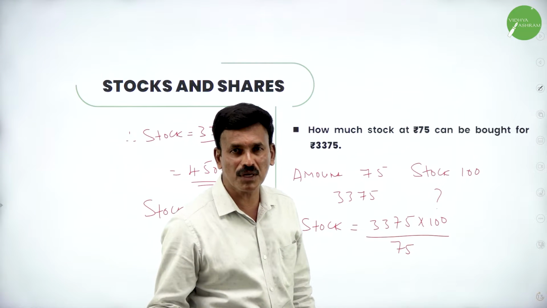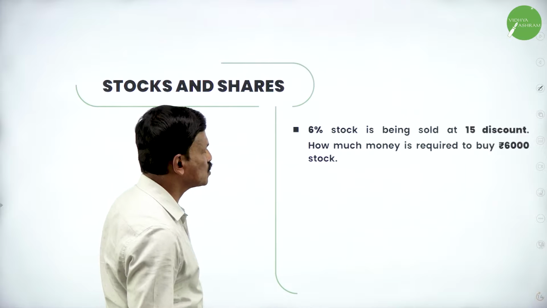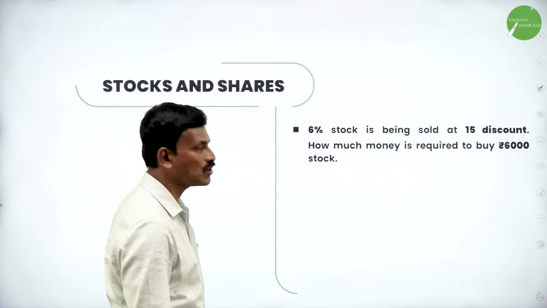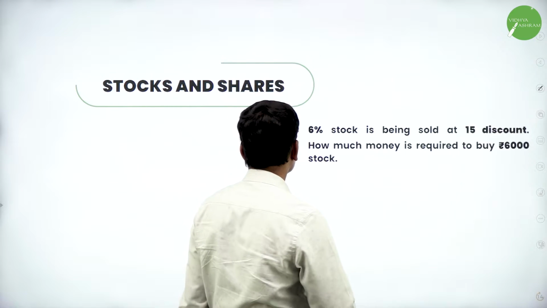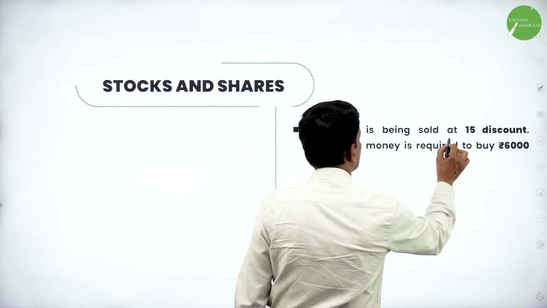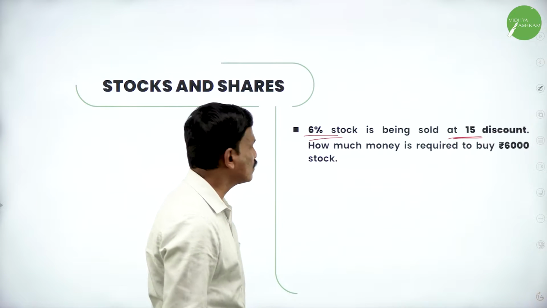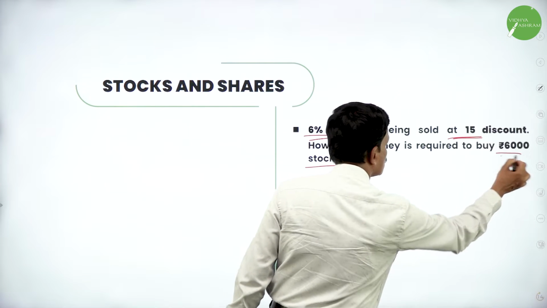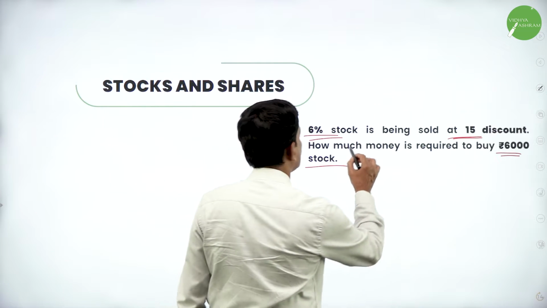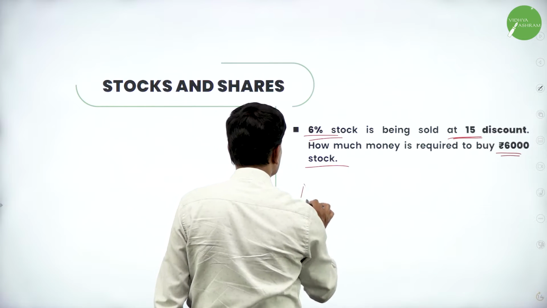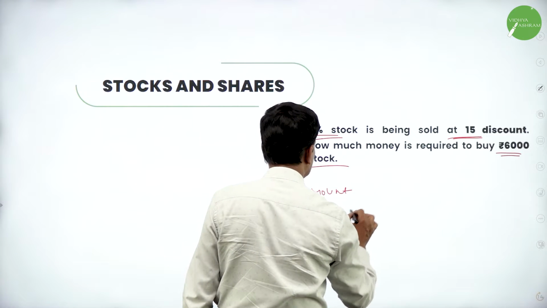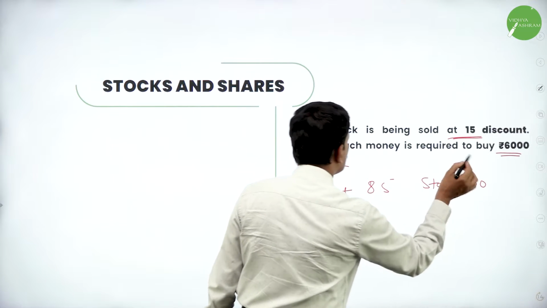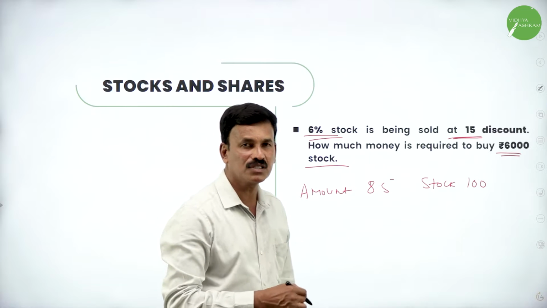Now move on to the next problem. Same type. 6% stock is being sold at 15 discount. How much money is required to buy 6,000 stock? So here what is the problem given? 6% stock is being sold at 15 discount. The discount is 15. How much money is required to buy how many stocks? So that is 6,000 stocks. So here what is the amount? 15 discount means amount is 85 and the stock is equal to 100.